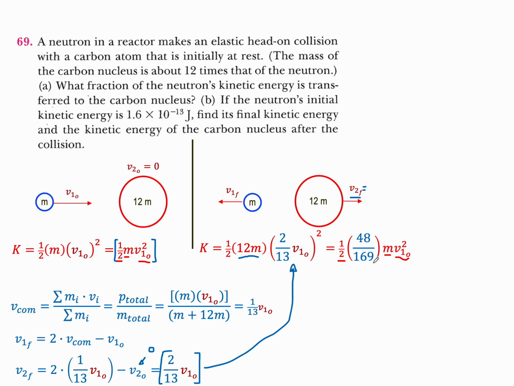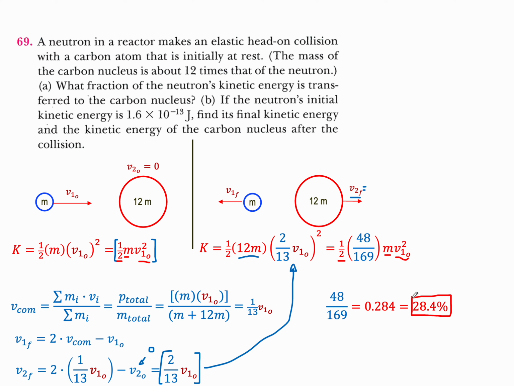Converting that to a decimal and then to a percentage, the correct answer is only about 28.4% of the neutron's energy is going to be transferred to the carbon nucleus. That's the answer to A. You're like, holy cow, that was a lot of work for just A. Yeah, this is why it's a red level problem. But B is actually not too bad.